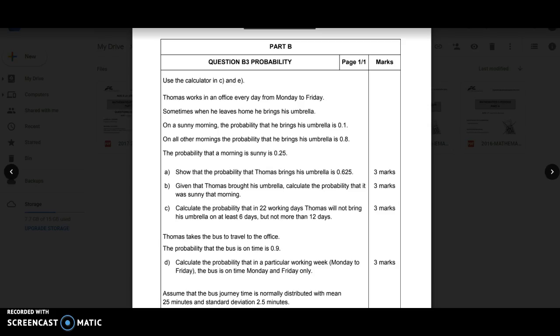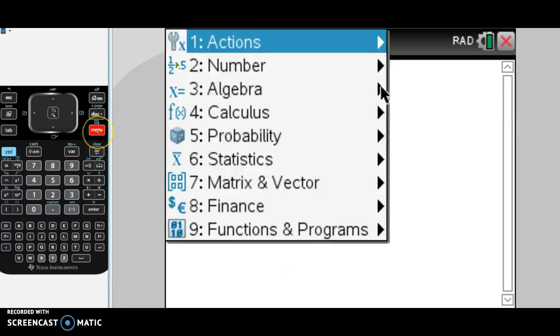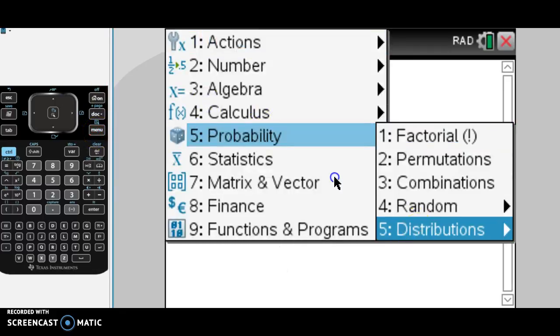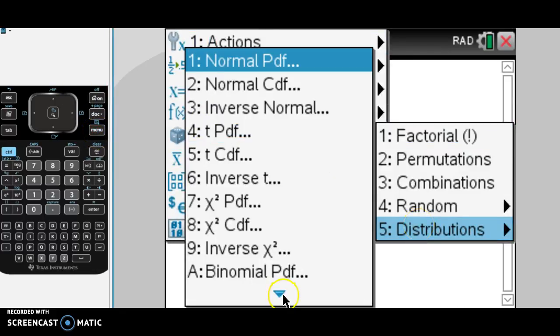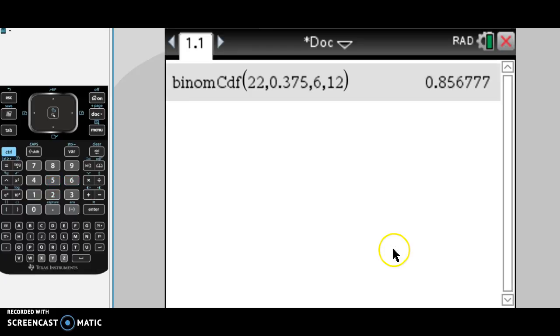So we'll go across to our calculator, and we want to have probability distributions, binomial CDF. So 22 trials, I can't remember what we said now, 0.375. Let's try that, shall we? 6 and 12. And that should be our answer there, though I've not checked. So if that's wrong, let me know. Okay.